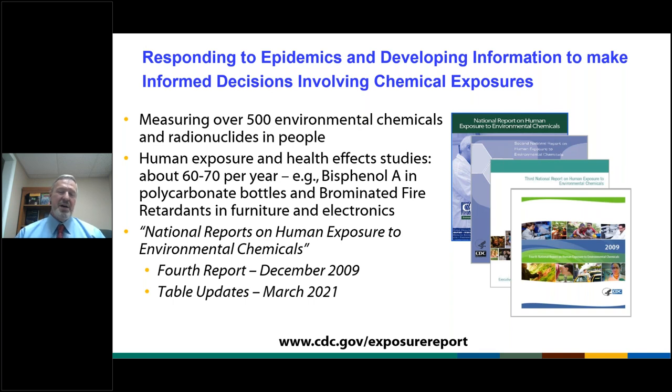One of our biggest projects is NHANES, the National Health and Nutrition Examination Survey, from which we produce the National Reports on Human Exposure to Environmental Chemicals. The full report was in December of 2009, and we update the tables about every year or two. The last one was just updated last month, all the different tables. And that reference is at the very bottom, that link.